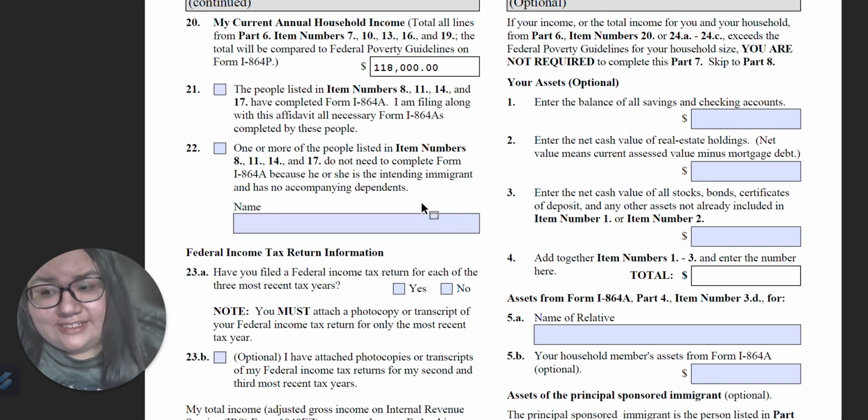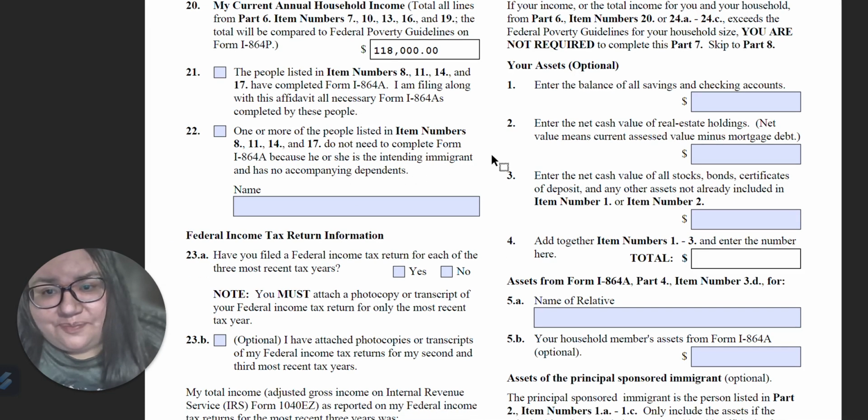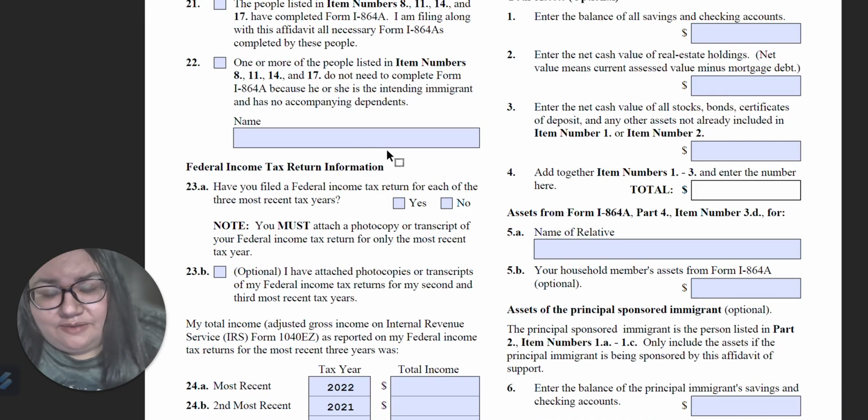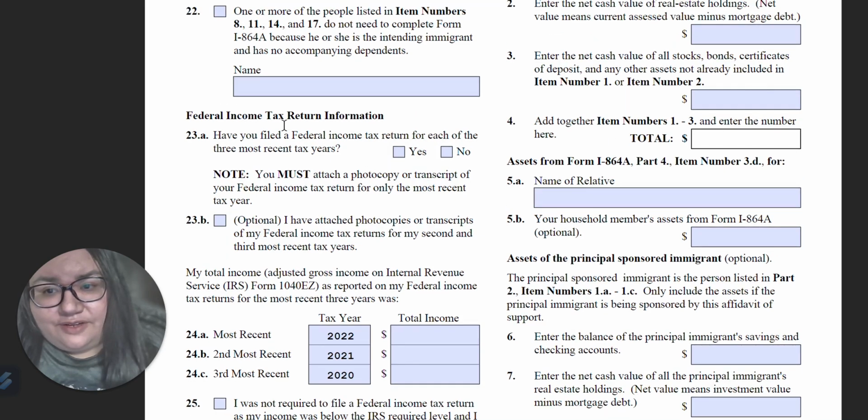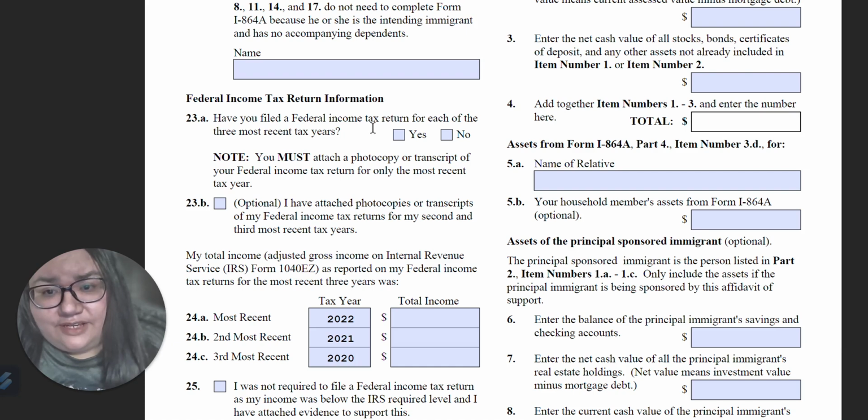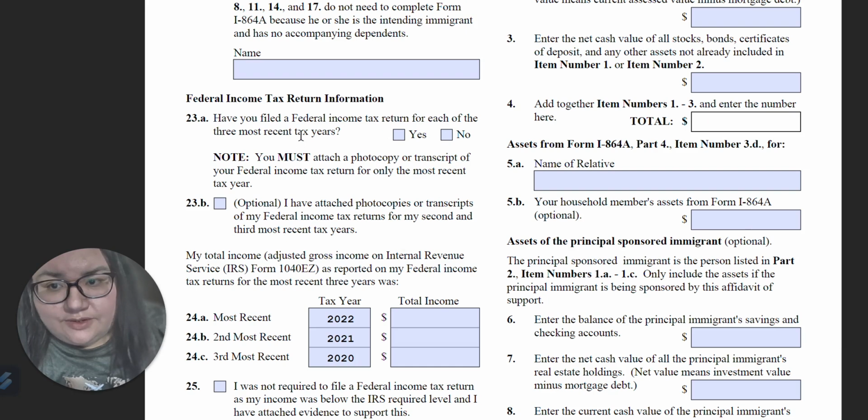All right, again, in our scenario, Jose makes more than enough, so we're leaving all that blank and we're moving down here. Federal income tax return information. Have you filed federal income tax returns for each of the 3 most recent years? So you're going to want to make sure that you fill out yes or no. I'm going to tell you right away, you had to have filed federal income tax returns for the last 3 years unless you were not required to file because you did not earn enough income to be required to file income tax returns. But for most individuals, we're going to mark the box yes.